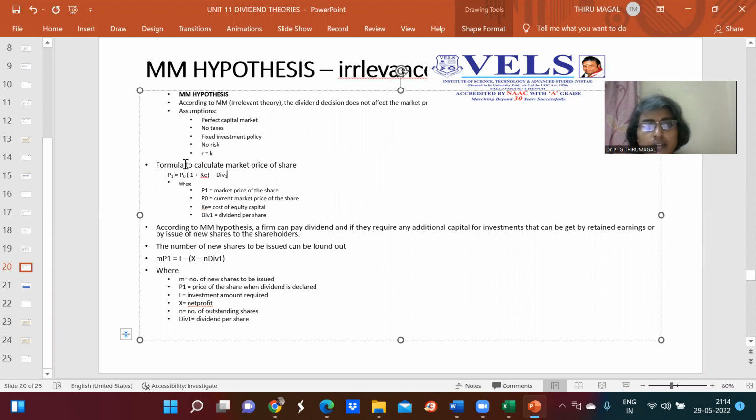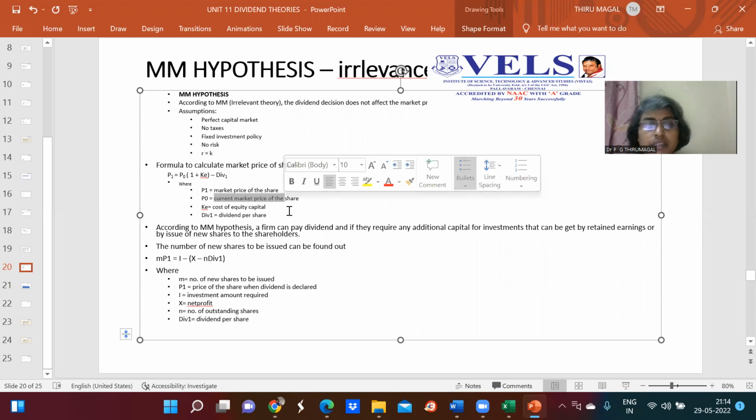And here the formula to calculate the market price of share is P1 equal to P0 (1 plus KE) minus D1. P1 is the market price of share, which is what we have to calculate. P0 is the current market price of share. At present, what is the share price? That is P0. KE is the cost of equity capital, and D1 is the dividend per share.